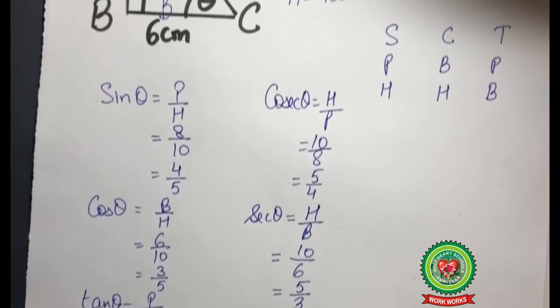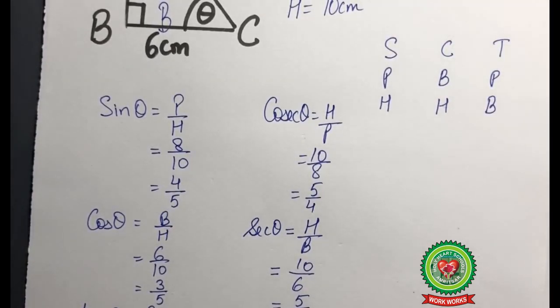So students, now you all will be clear how to solve a sum based on finding the 6 T ratios when all the 3 sides are given to us.